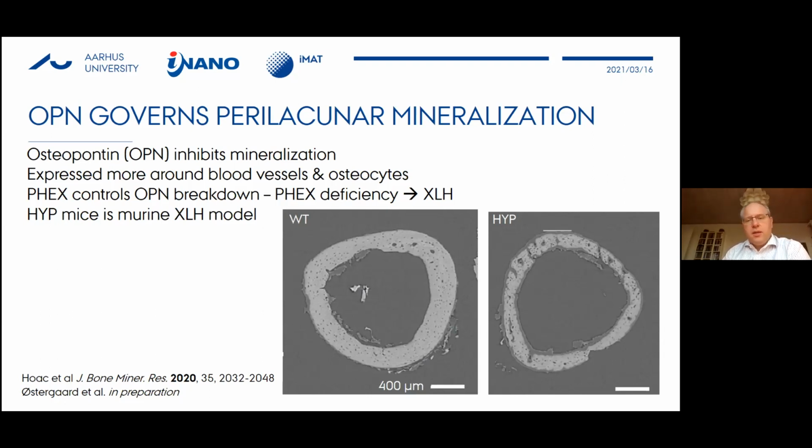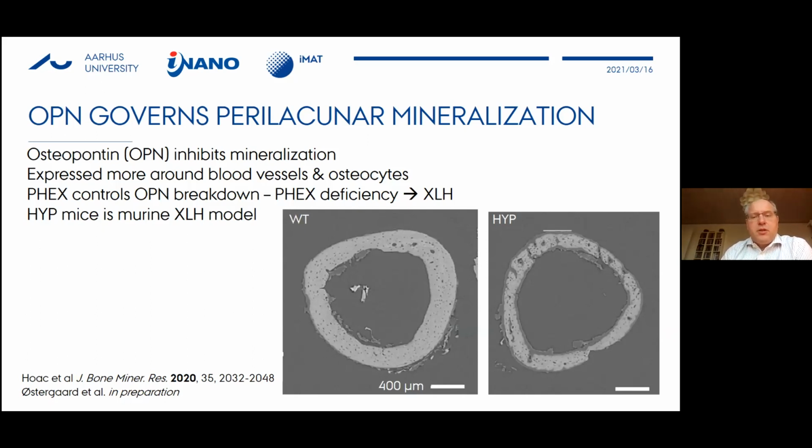If you do not have PHEX, then you cannot do this osteopontin breakdown, and you get a disease called X-linked hypophosphatemia, which is not fun, I can guarantee it. In humans, this is fortunately a rare disease, but if you are a mouse of the strain Hyp, then you're born with this disease. And so you can see what happens on the right here. These are tomographic results obtained in collaboration with Marc McKee from McGill. So we have the normal wild-type mouse on the left and the Hyp mouse on the right.